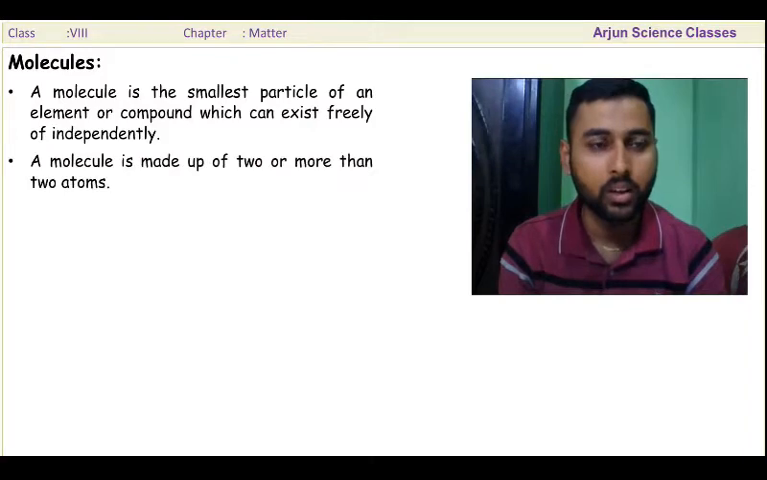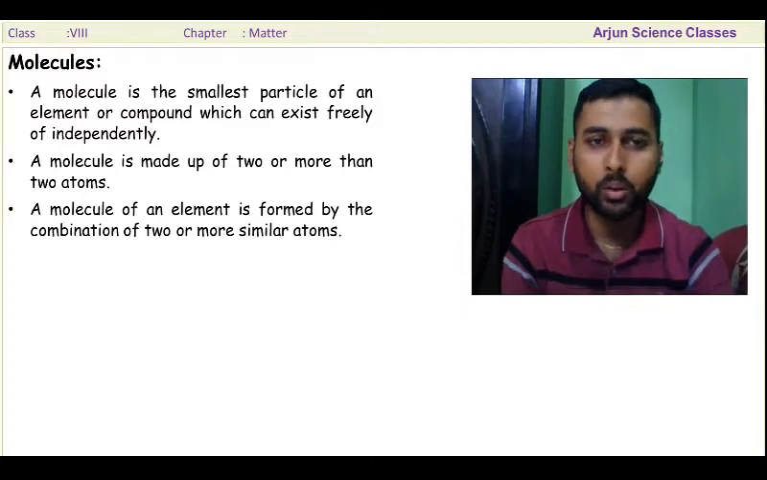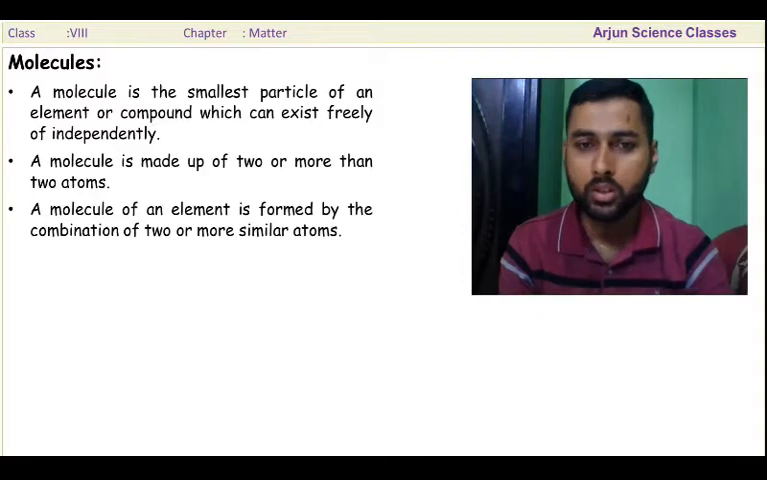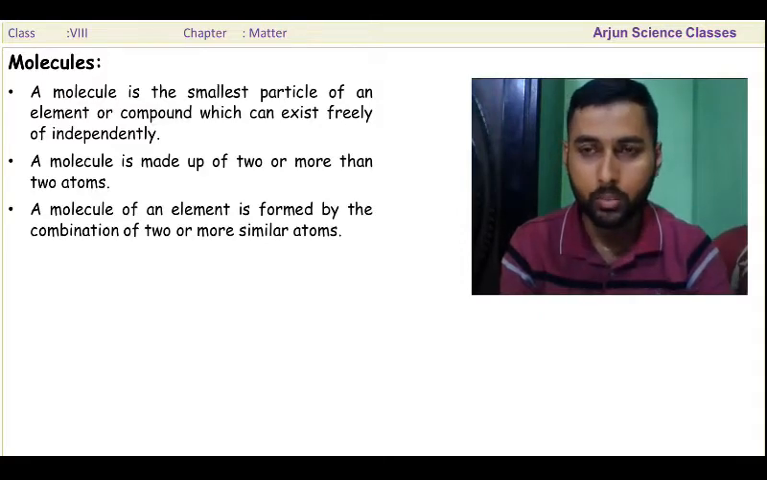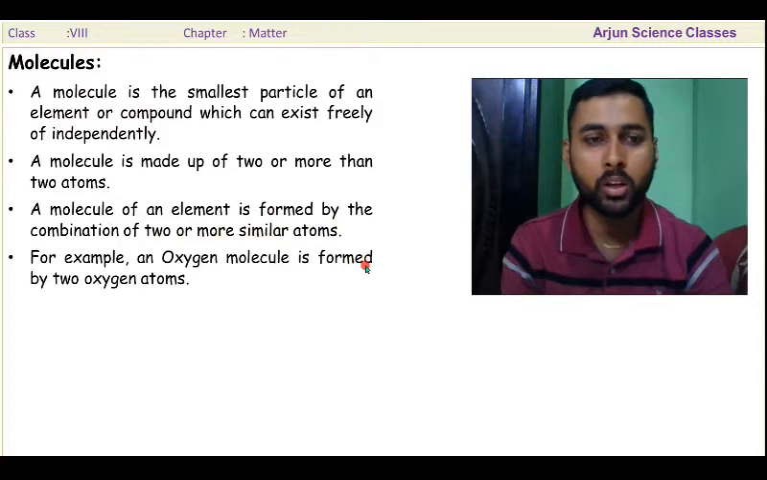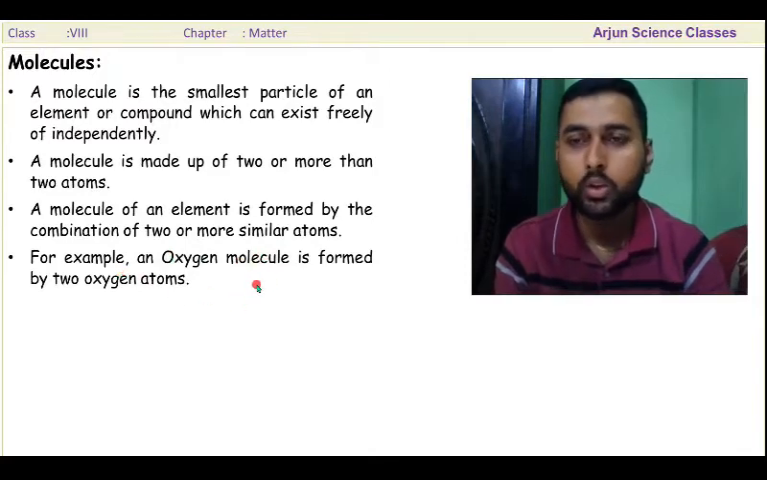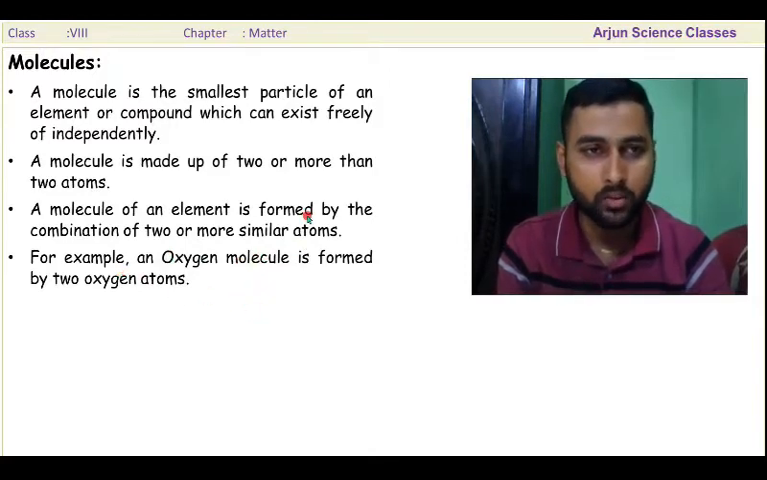A molecule is made up of two or more than two atoms. A molecule of an element is formed by the combination of two or more similar atoms. For example, an oxygen molecule is formed by two similar atoms of oxygen, O2.